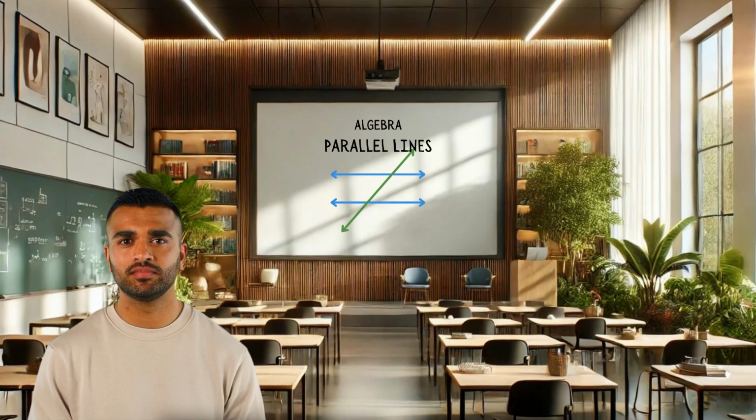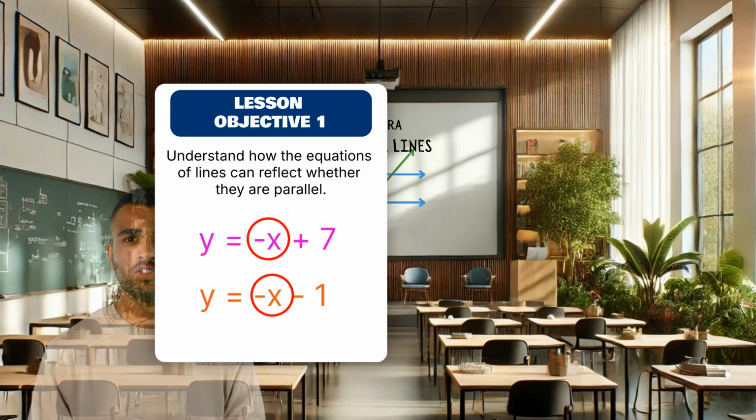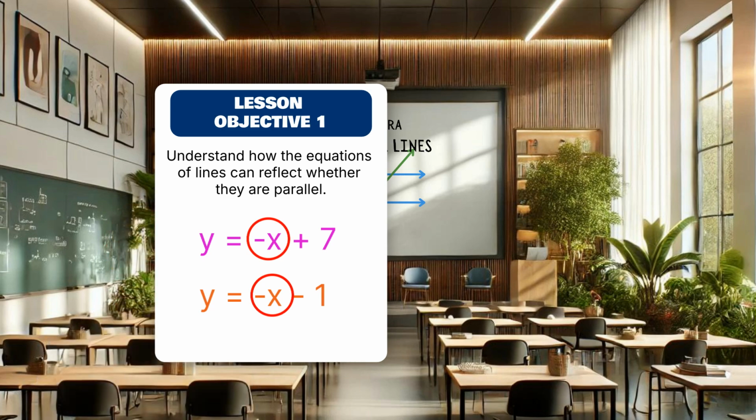In today's lesson, we explored how to represent parallel lines using equations. We began by recalling that parallel lines never intersect and have the same direction. In algebraic terms, this translates to having the same gradient. We discussed linear equations in the form y equals mx plus c, where m represents the gradient.